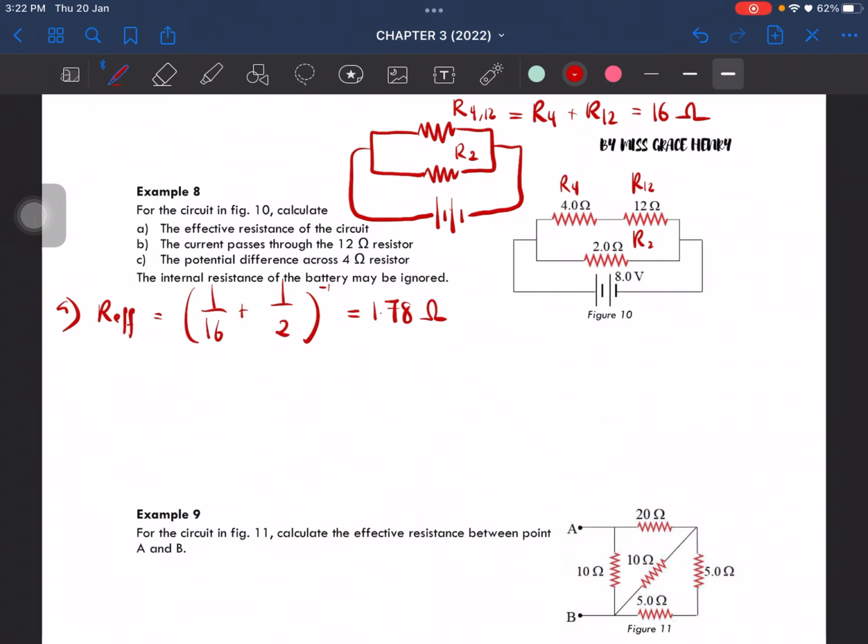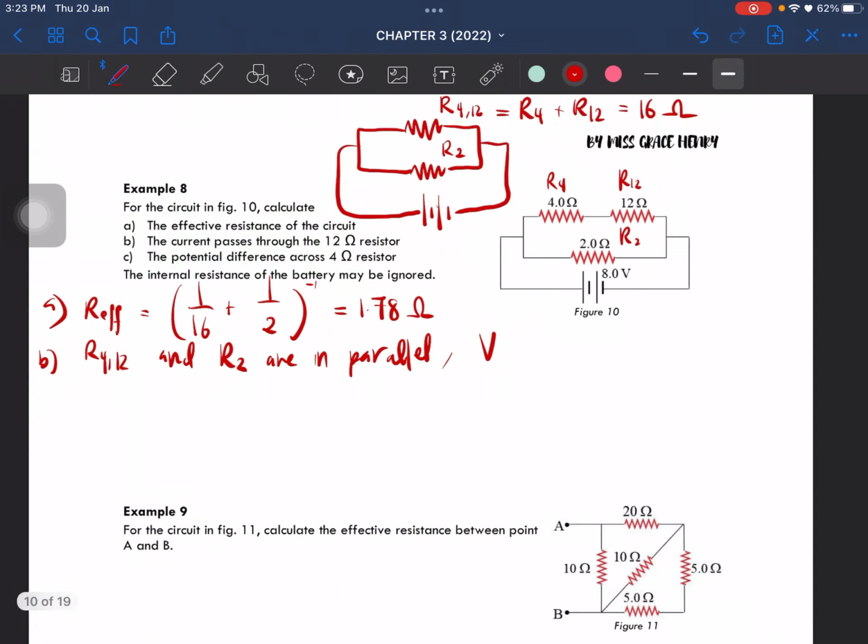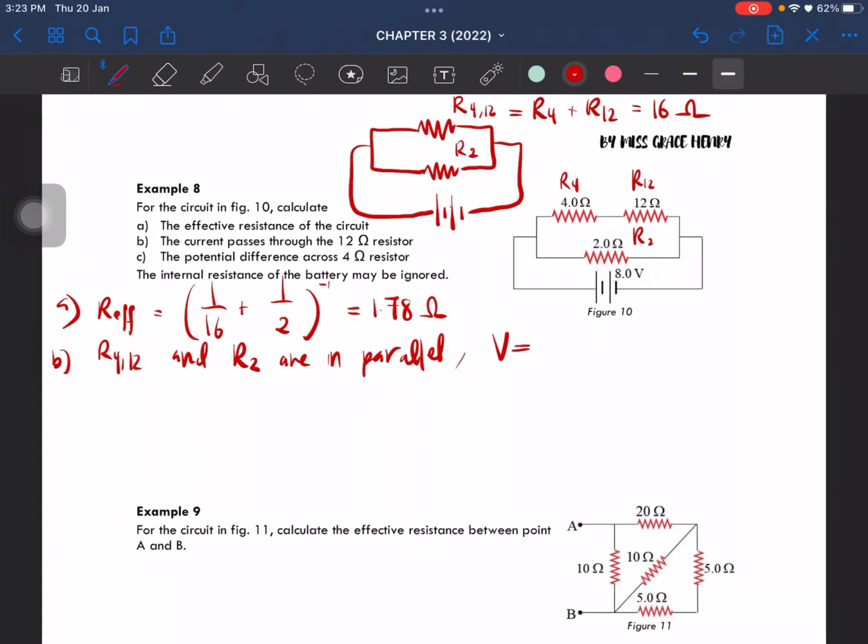Question B, the current passing through the 12 ohm resistor. So remember, R4 and R12 and R2 are in parallel. When they are in parallel, we know that the supply voltage, the voltage of the battery, is equal to the voltage across each of the resistors. Do you understand? So it is equal to 8 volt.